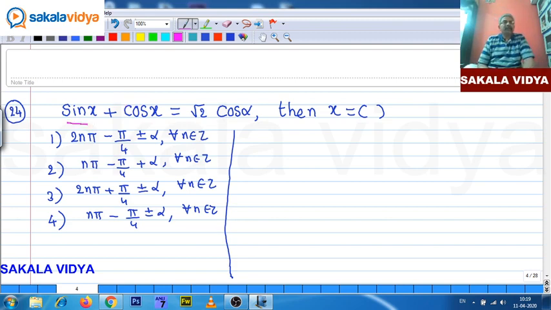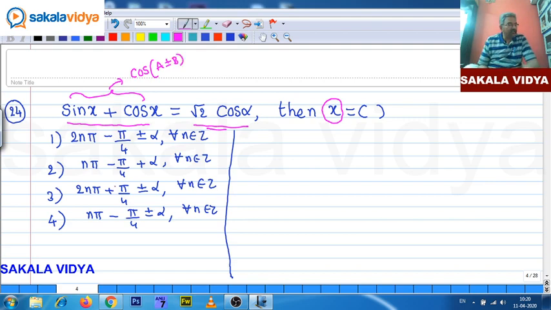Sin x plus cos x is equal to root 2 cos alpha, then we need to find out the x value. Here, first we need to write this in the form of cos of a plus or minus b. You need to write it either as cos of (a plus b) or cos of (a minus b).